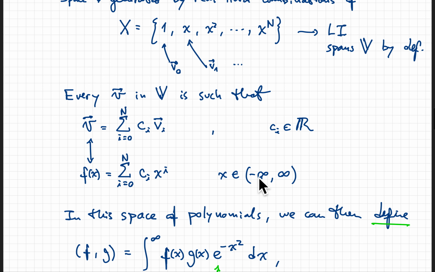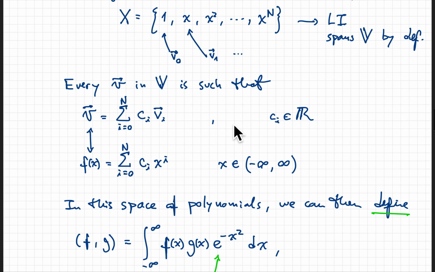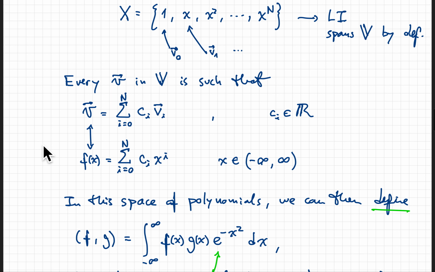And x could take any value from minus infinity to infinity. At least that's how we're defining it. We could have restricted this minus infinity to infinity to be a to b for any a and b, in fact. But I chose here minus infinity to infinity for the sake of this example. But you see here then that we have a set of polynomials of degree up to n. It's a very simple space.